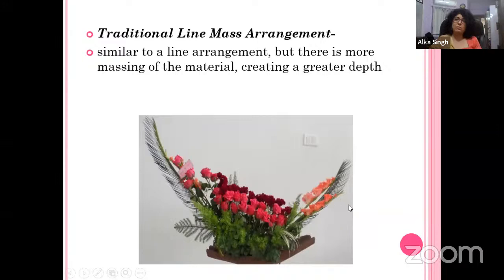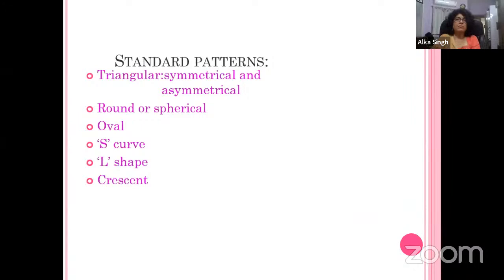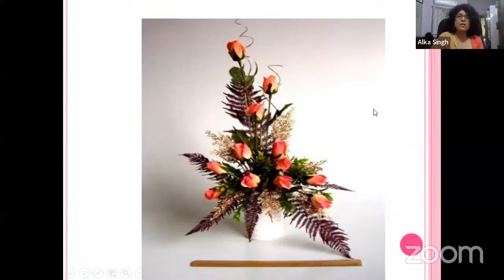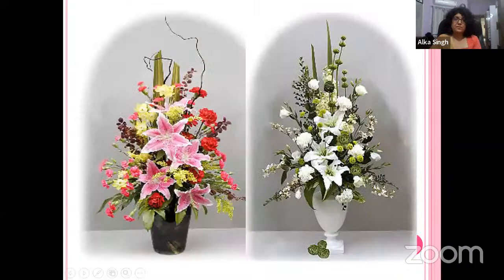So basically, the standard patterns in Western style are triangular, then round, spherical, oval, S curve, L shape, and crescent. A few photographs I am showing. If you see it practically, you understand it better. And if you do it yourself, if you start practicing it, you learn it better. But certain things you should know.